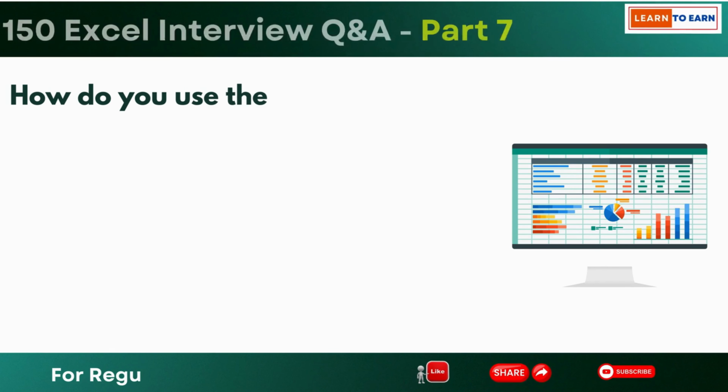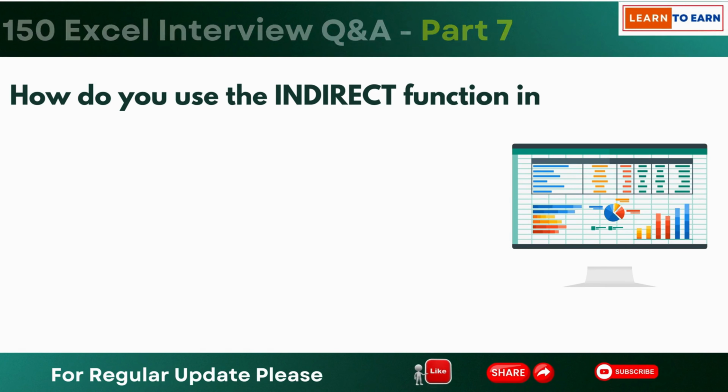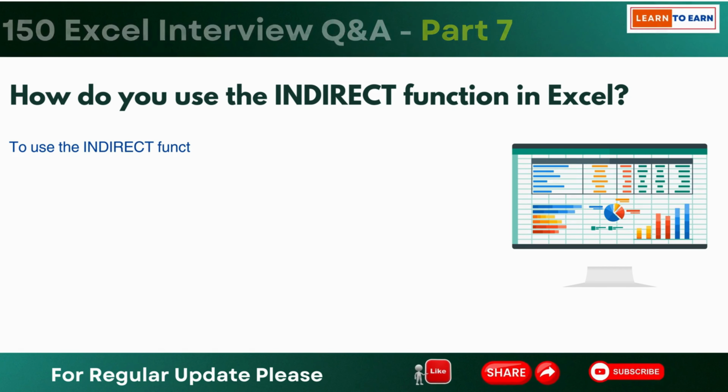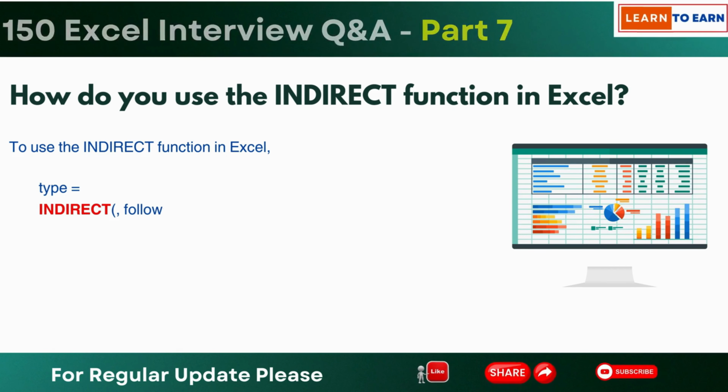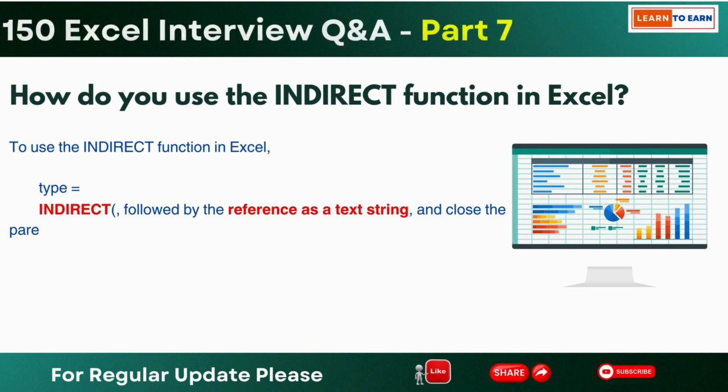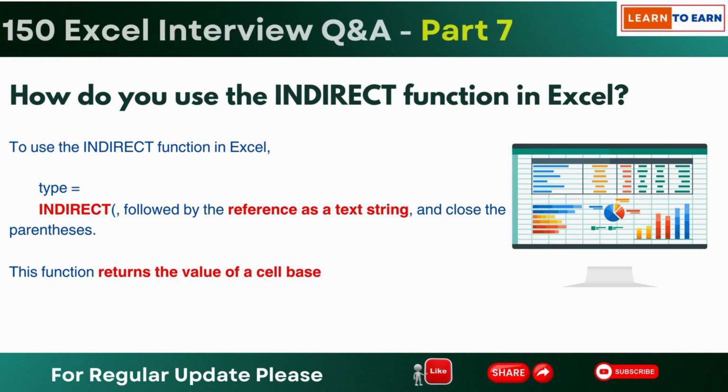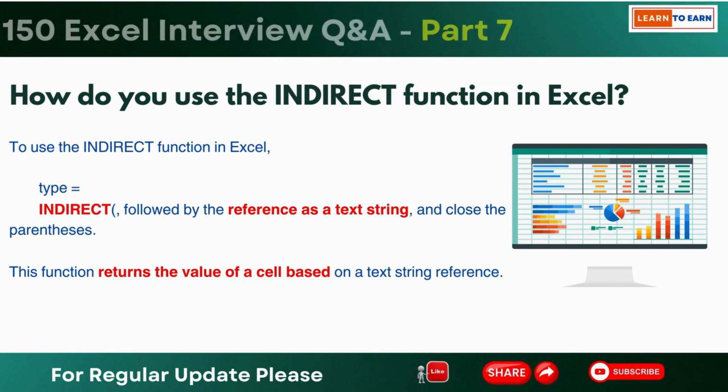How do you use the indirect function in Excel? To use the indirect function in Excel, type INDIRECT, followed by the reference as a text string, and close the parentheses. This function returns the value of a cell based on a text string reference.